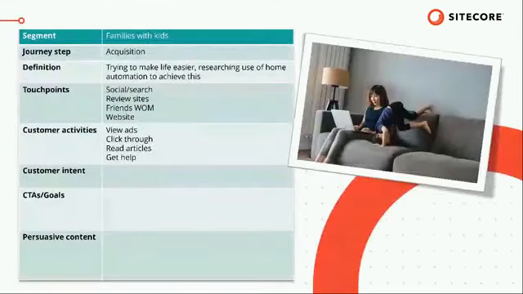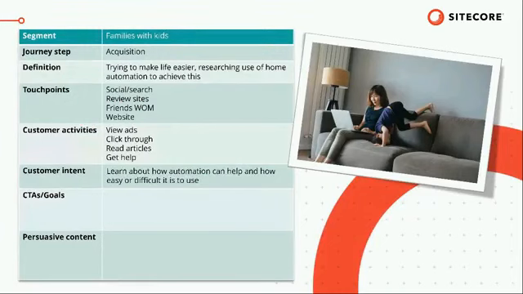So going back to our favourite families with kids again, at each stage of the journey, we would add in these 3 items. So therefore, at the acquisition step, we might identify their customer intent. They want to know how it can help them and how easy or difficult it is to use. Then the calls to action. These are the goals, remember, that we want them to take, including things like signing up for the webinar, downloading the guide, reading some articles. Also, if we have a newsletter, which is hopefully in a good personalised marketing automation campaign, then we might want them to sign up for that too.